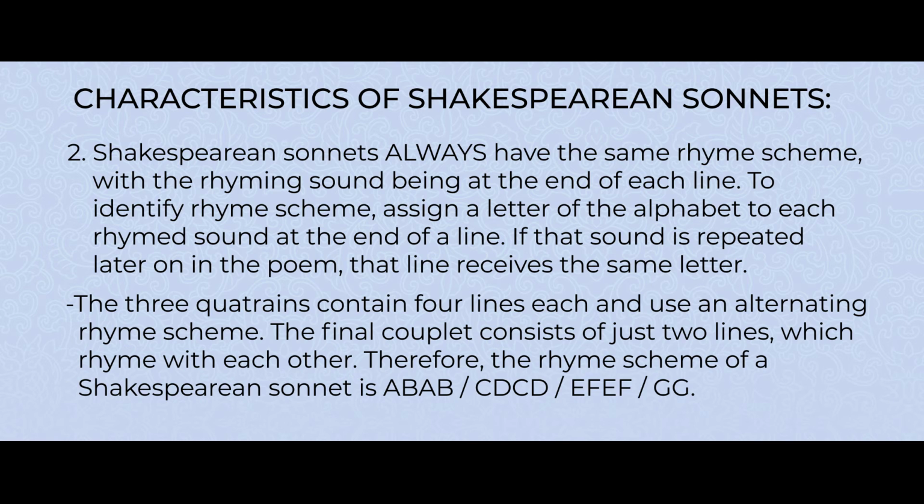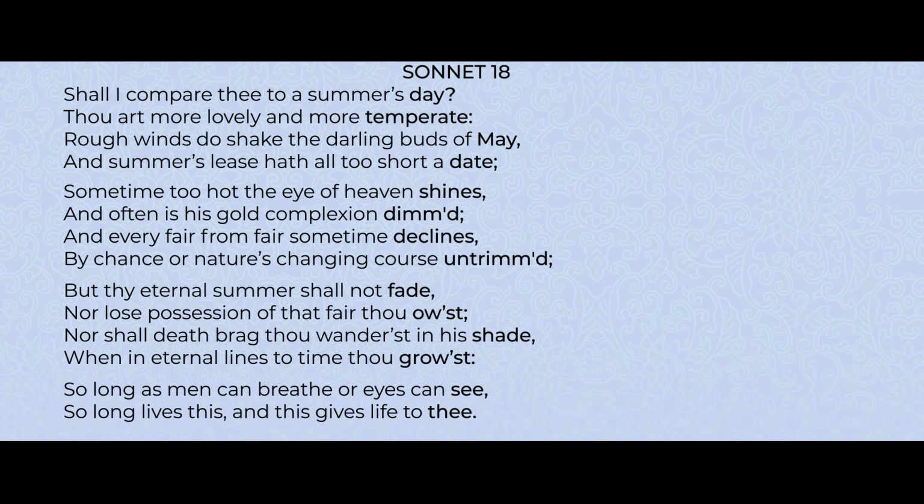The three quatrains in Shakespearean sonnets have 4 lines, which use an alternating rhyme scheme. The final couplet has just 2 lines that rhyme with each other. Therefore, the rhyme scheme for Shakespearean sonnets is AB, AB, CD, CD, EF, EF, GG. To understand this better, let us do an activity. Are you ready for the activity? We will use Sonnet 18 by William Shakespeare to identify the rhyme scheme used.